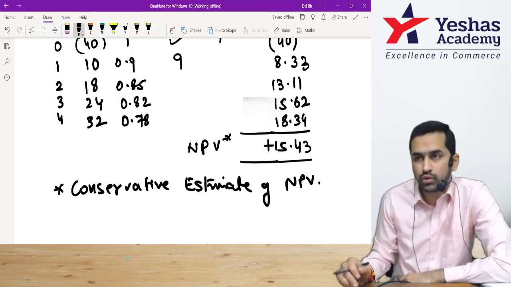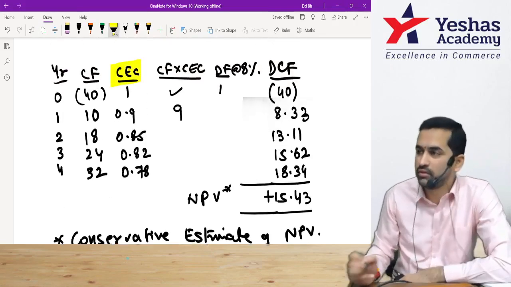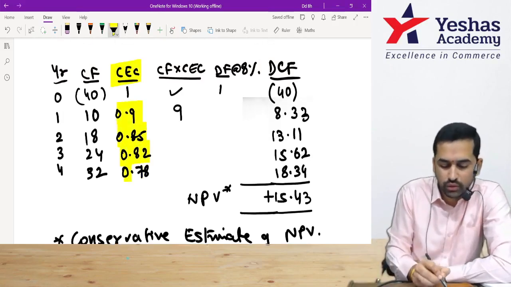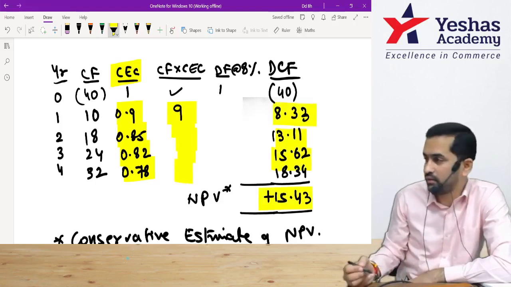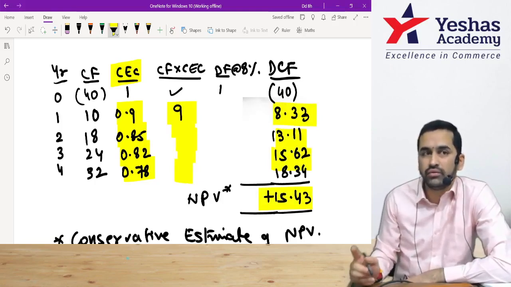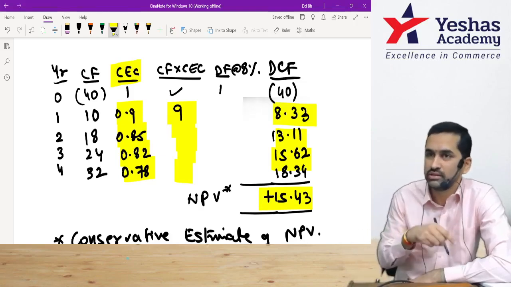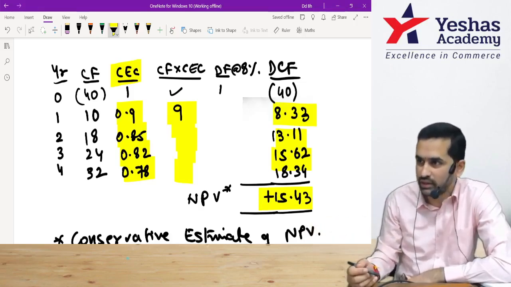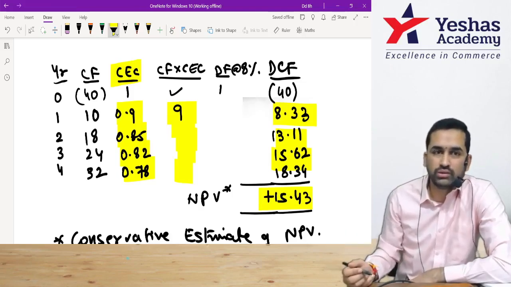What if they give you two certainty equivalent coefficients for every year and then ask you to do conservative? Take the lower among the two. Because whenever you take a lower coefficient here, this number will come down. If this number comes down, this number will come down, and finally NPV will come down. If they say year 1 certainty equivalent coefficient can be 0.9 or 0.7, next year 0.6 or 0.4, and the final question is to estimate the least possible or make a conservative estimate of NPV, then you always have to take the lower one. Whenever it is conservative, you want to undervalue future cash inflows.